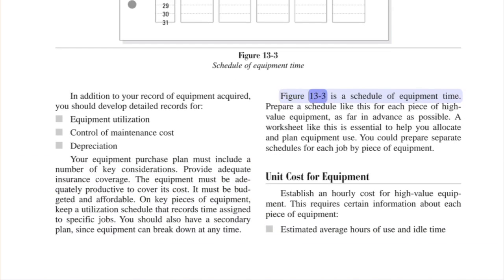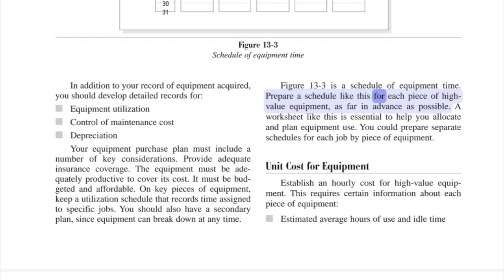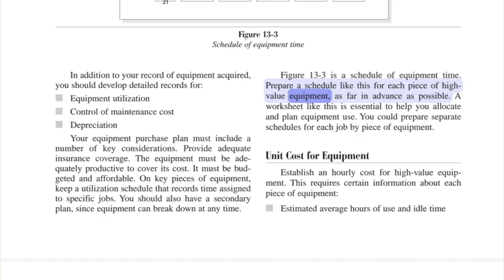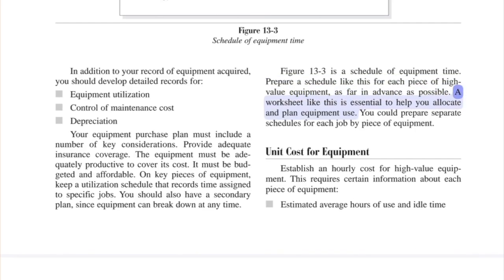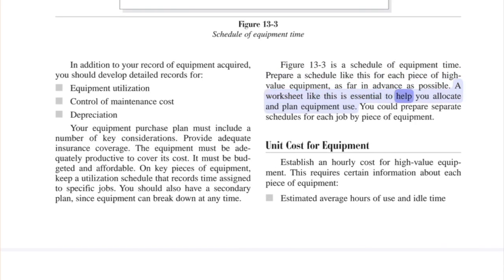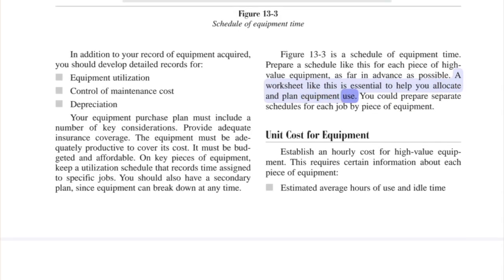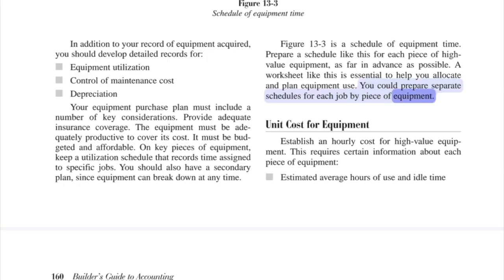Figure 13-3 is a schedule of equipment time. Prepare a schedule like this for each piece of high-value equipment, as far in advance as possible. A worksheet like this is essential to help you allocate and plan equipment use. You could prepare separate schedules for each job by piece of equipment.